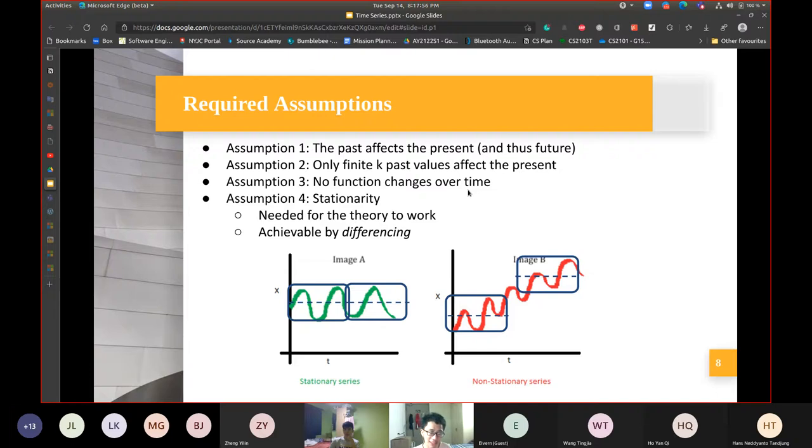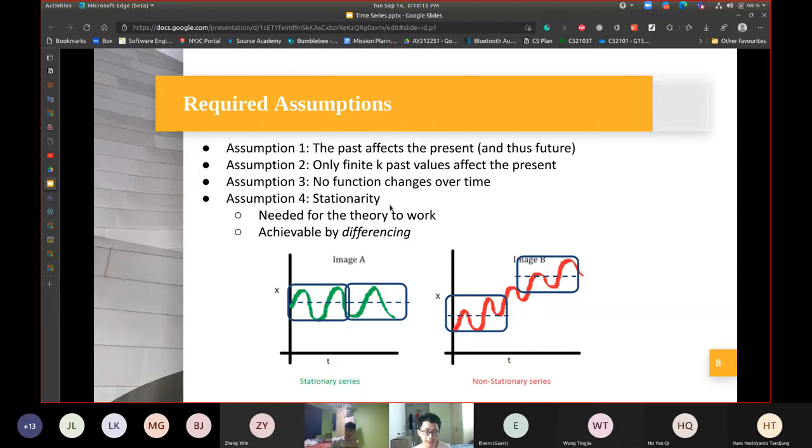Assumption 3 can technically be tackled. It's just that having it as an assumption makes life much easier. So it's an assumption, yes, but it's on a different level from your assumption 1 and 2. And assumption 4 is something called stationarity. So this word actually has a precise definition in math.